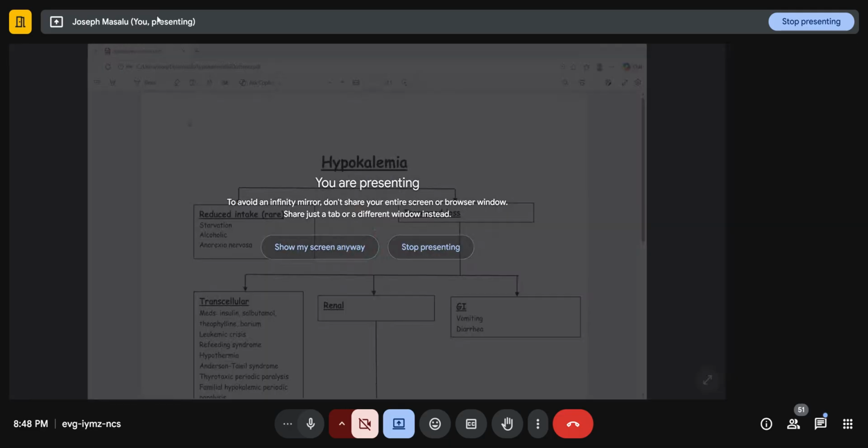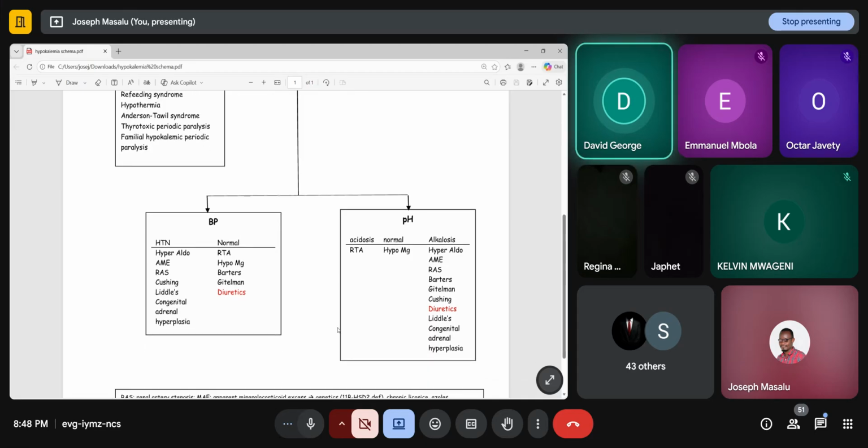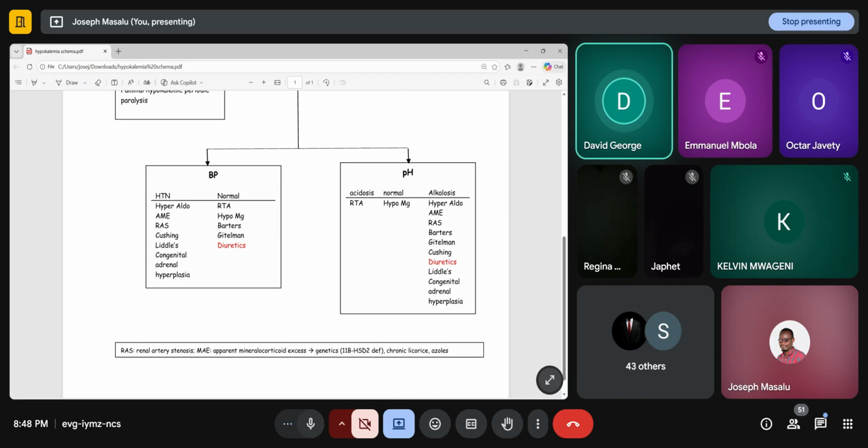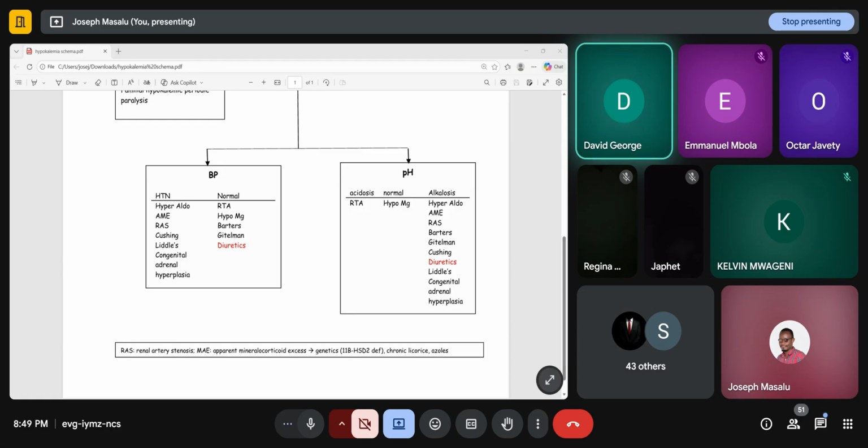Yes, yes, I see your screen. Can you scroll down so we can see the things that fall under renal? Yeah, yeah.